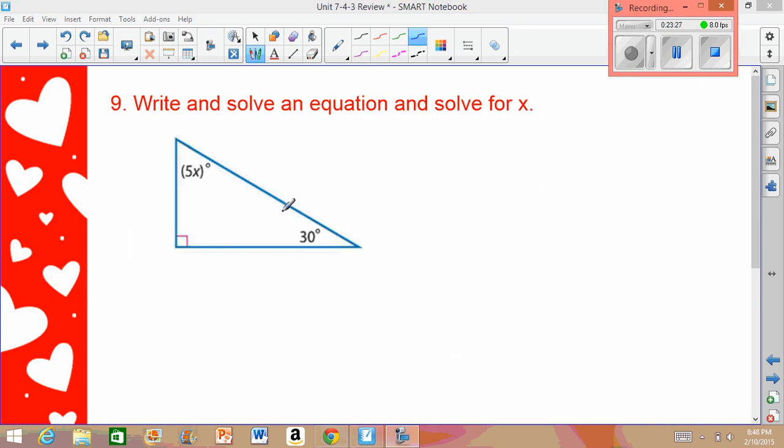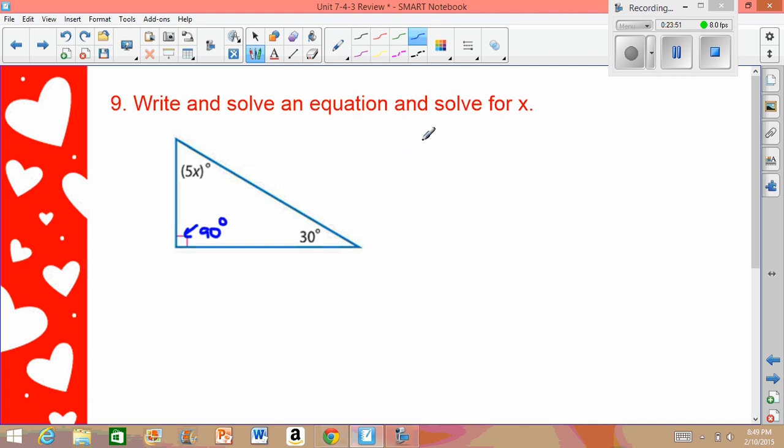All right, problem number 9 talks about triangles, and that's the information we covered yesterday. Remember that all 3 angles in a triangle total 180 degrees. So remember, this little angle right here with that little box tells us that that is 90 degrees. So I'm going to go ahead and put that information in my triangle.